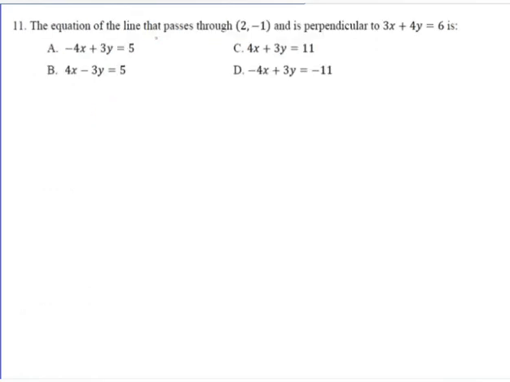The equation of the line that passes through 1 comma minus 1 and is perpendicular to 3x plus 4y equals 6. We are asked the equation of a line passing through 1 comma minus 1, a line y equals mx plus b, and perpendicular to this one. So we need to find first the slope of the known line.